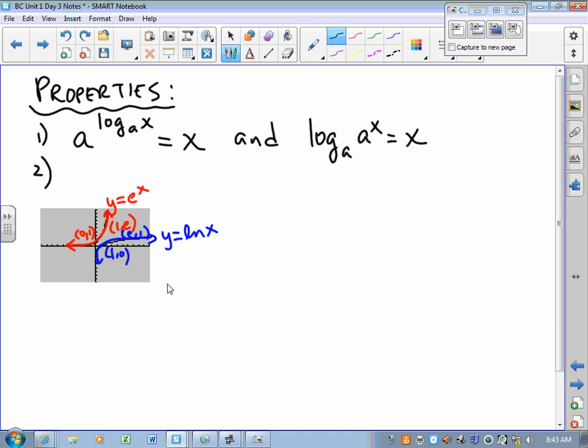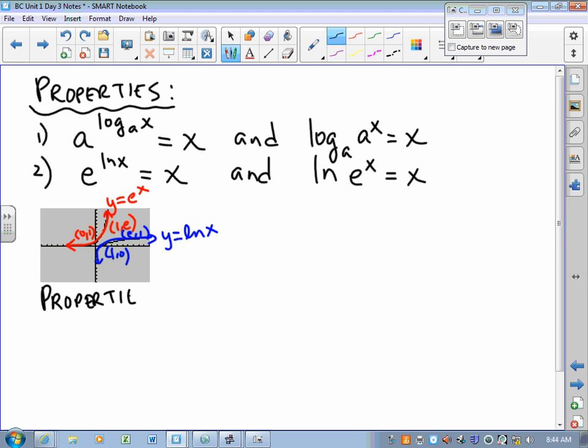Because of properties of logs, e to the ln x is x. That's a big thing to tuck away. And natural log of e to the x is x, because the exponential function and the logarithmic function are inverses one of the other. You've got to know that. You've got to know the connection between exponentials and logarithmics. You also have to know properties of logs.